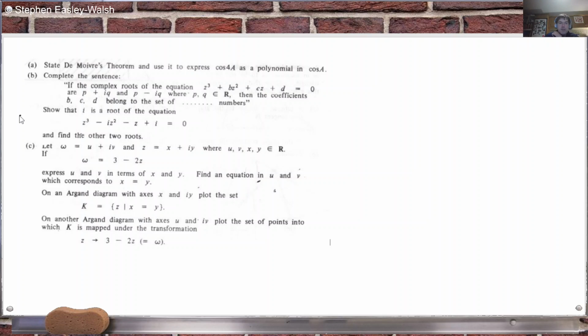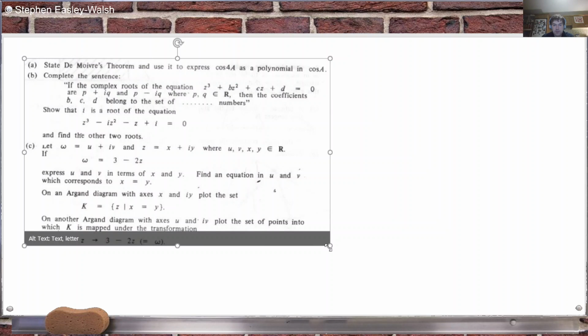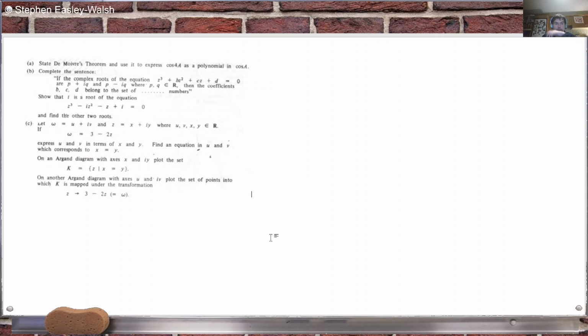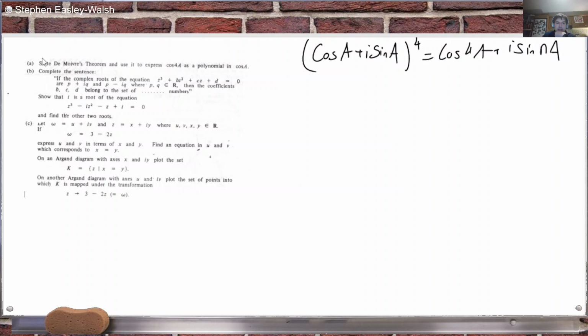State de Moivre's theorem and use it to express cos 4A as a polynomial. Okay, so de Moivre's theorem says (cos A + i sin A) to the power 4 is equal to cos 4A plus i, well, it's not 4, it's n. Then I'll make it equal to 4.